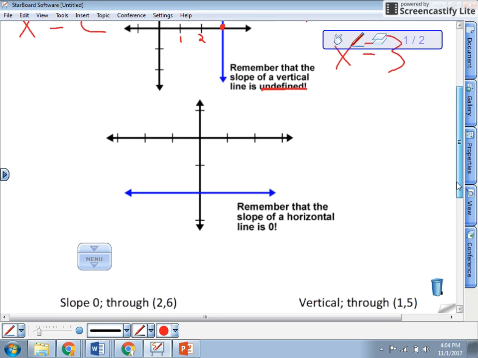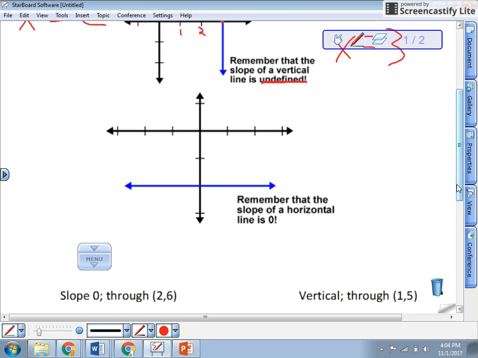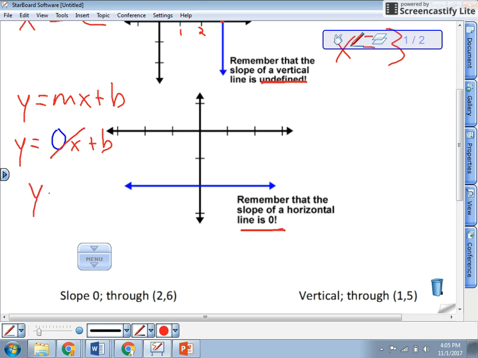All right, horizontal line, we have the slope of 0. So remember, for a horizontal line, the slope is 0. It's not undefined. Remember, slope-intercept form is y equals mx plus b. If I put in a 0 for x, that term is just going to drop out. So our form is going to be y equals b, whatever the y-intercept is. So if you don't see an x in the equation, just y equals, that's a horizontal line.